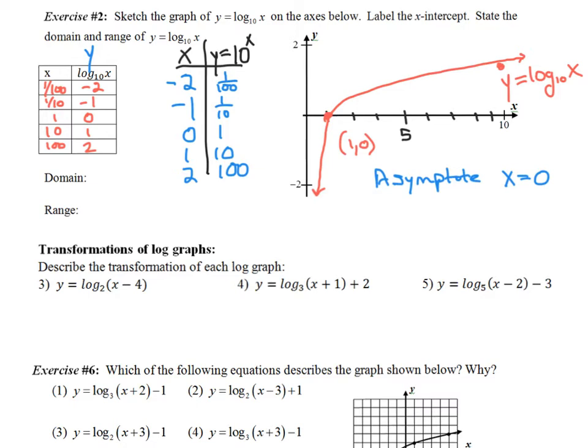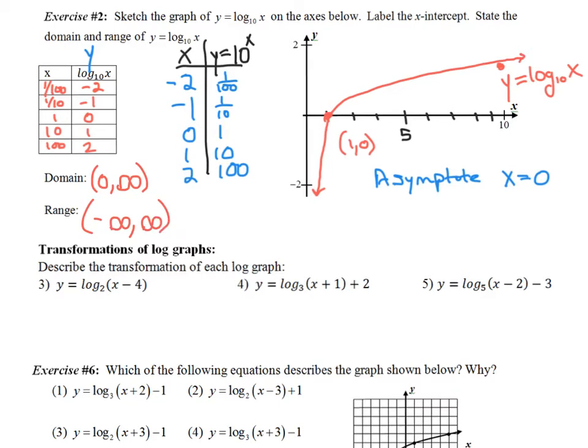So we can also then tell what our domain and range are. For the domain, I know that I'm starting at 0 and going to infinity. And for the range, I know that it's all real values, so from negative infinity to infinity.